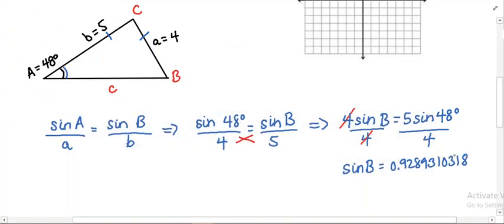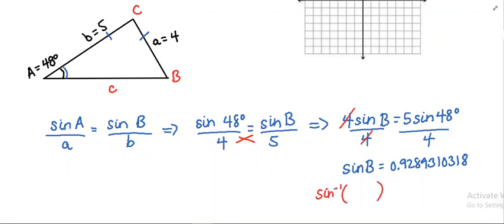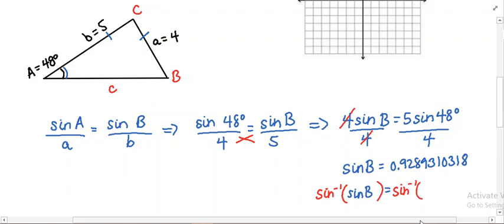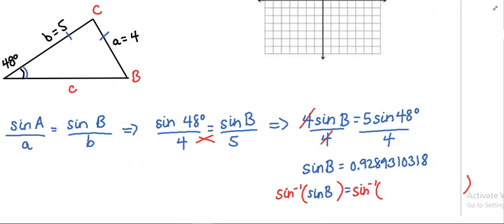If we want angle B, we know that B is tracked by the sine. So to undo the sine, we're going to take the sine inverse of both sides. The sine inverse of the sine of B has to equal the sine inverse of this quantity, this entire decimal, because whatever you do to one side, you have to do to the other. And that's going to give us angle B.